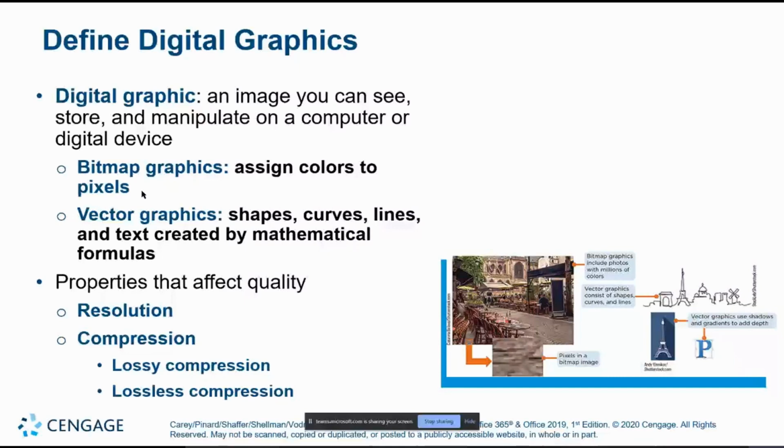Some properties of digital graphics that affect their quality. Number one is resolution. If you recall, that is the X by Y pixel count. And also compression. There are two forms of compression, lossy or lossless, and they're exactly what they sound like. With lossy compression, some quality is lost. It's not a one-to-one transition from the uncompressed image to its compressed file. Whereas lossless, it is a one-to-one. And generally, lossless compression produces larger files.